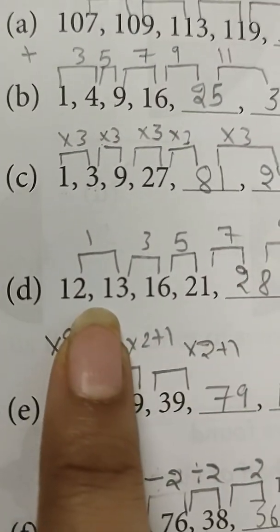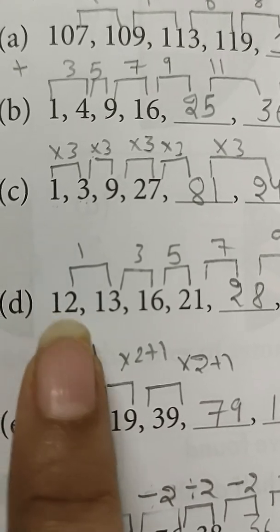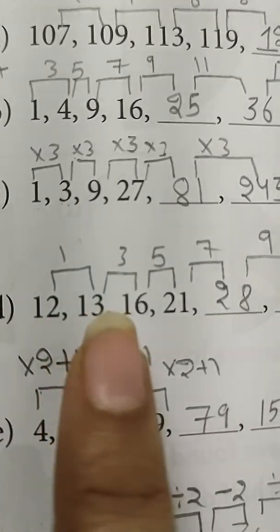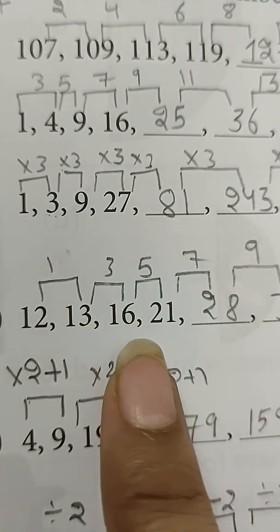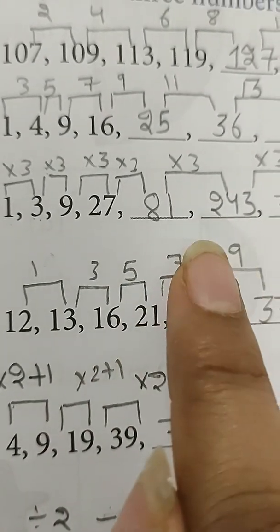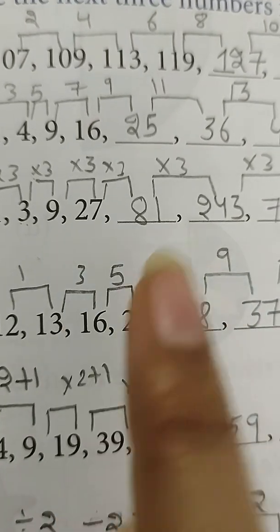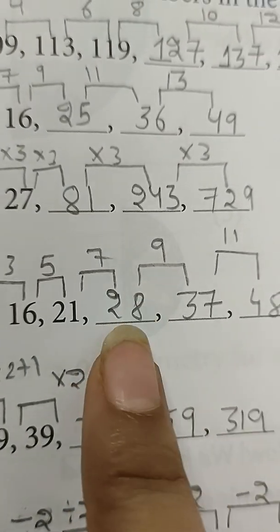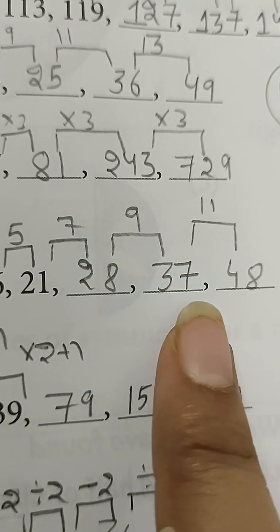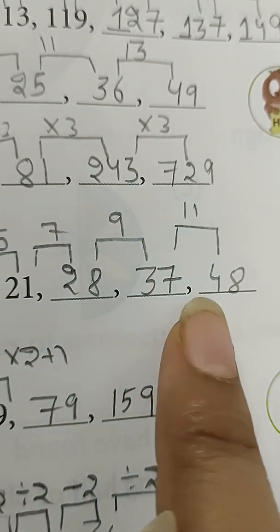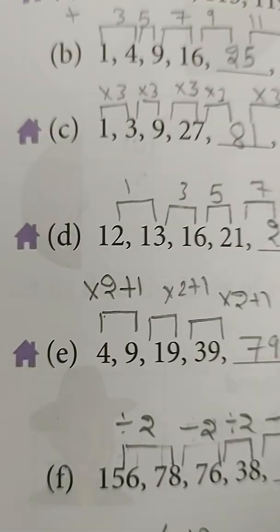Now let us come to part D. Again here you can see 12 plus 1 is 13. Now 13 plus 3 is 16. 16 plus 5 is 21. 21 plus 7, again odd numbers we are adding. 21 plus 7 is 28. 28 plus 9, after 7 we have the odd number 9. So 28 plus 9 is 37. 37 plus 11 is 48. So we have added odd numbers.